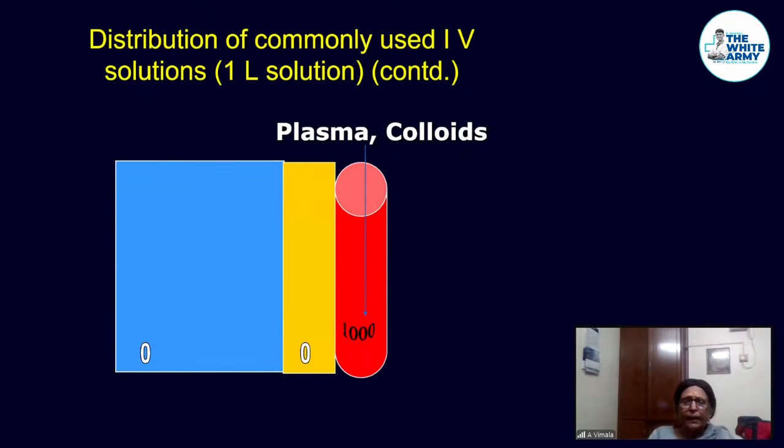Now, let us see how these fluids get distributed. So you remember the basic diagram. If you give a fluid which is going to stay only in the intravascular compartment, that is blood, the interstitial space usually does not contain blood. It does not usually contain plasma. So if you give 1 liter of plasma or 1 liter of albumin, it is going to stay only in the vascular compartment. It will not replenish the interstitial compartment or the intracellular compartment.